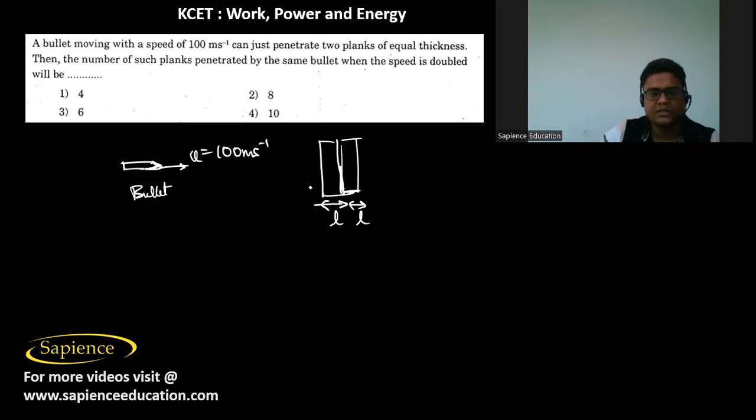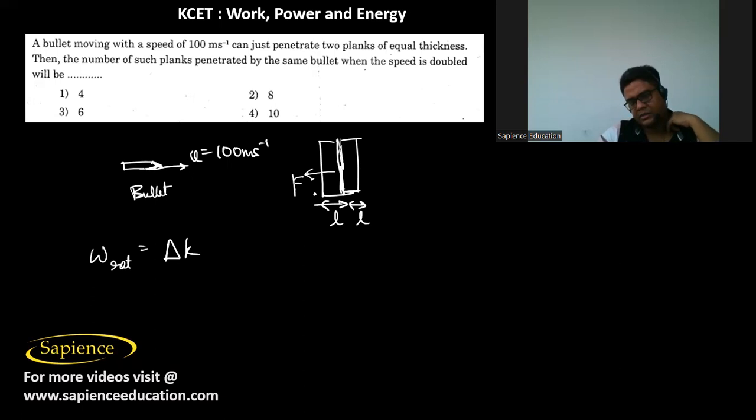Now here we can say that when it penetrates the planks, there will be a retarding force, a resistive force will act. And here we can apply the work energy theorem. That is, the work done by the retarding force will be equal to change in kinetic energy. Now the work done by the retarding force will obviously be negative.